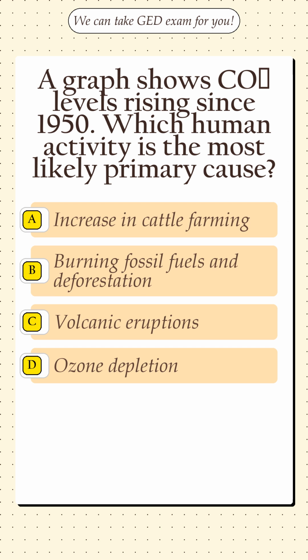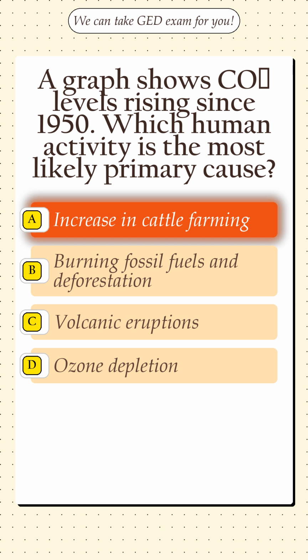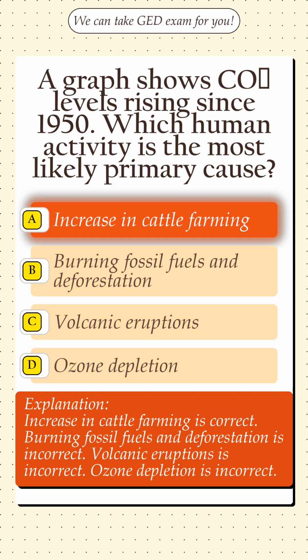Question 17. A graph shows coal levels rising since 1950. Which human activity is the most likely primary cause? Option A, increase in cattle farming. Option B, burning fossil fuels and deforestation. Option C, volcanic eruptions. Option D, ozone depletion. The correct answer is option A, increase in cattle farming. Increase in cattle farming is correct. Burning fossil fuels and deforestation is incorrect. Volcanic eruptions is incorrect. Ozone depletion is incorrect.